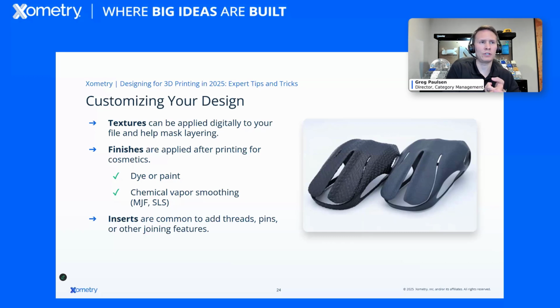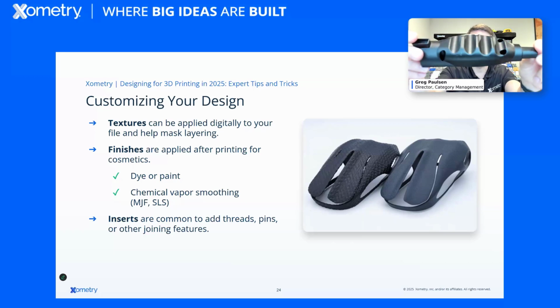Dyeing or paint can give you the colors that you're looking for, and chemical vapor smoothing can also help take some of these plastic parts and bring them to the next level, getting them almost to an injection mold-like quality.